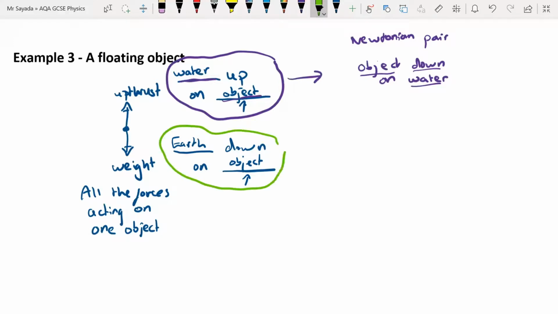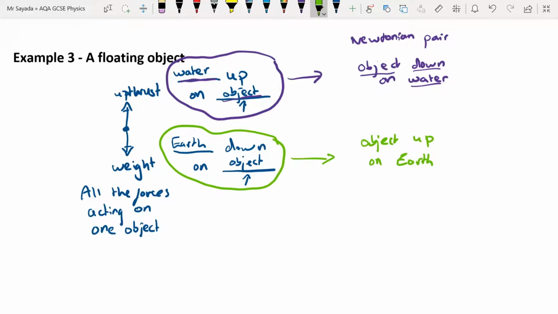The force of the earth down on the object. What's the Newtonian pair for that force? Pause the video, write it down, press play once you're ready. You should have now written down the Newtonian pair for the force of the earth down on the object. So the Newtonian pair is the object up on the earth. Those forces will be equal in magnitude, but opposite in direction. They'll also be the same type.